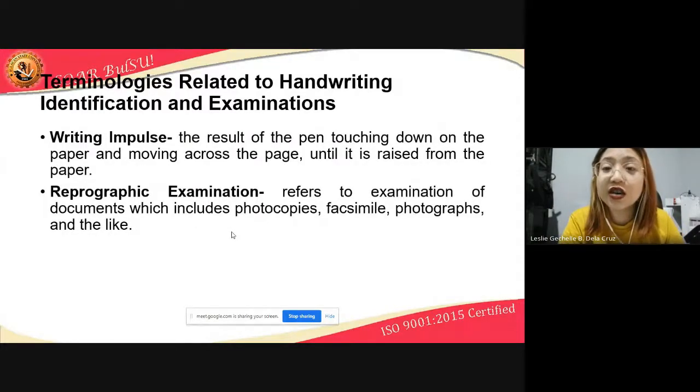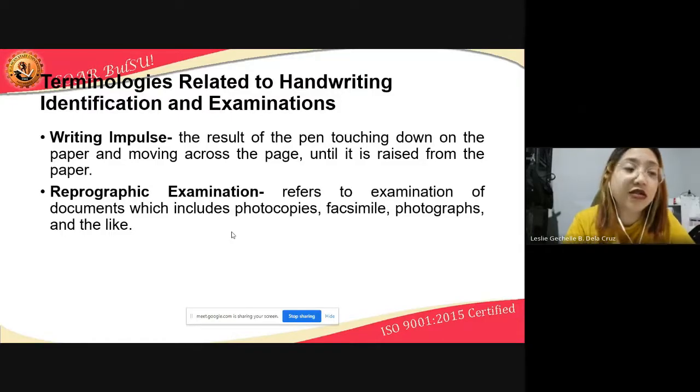Writing impulse, the result of the pen touching down on the paper and moving across the page until it is raised from the paper. So, if you are writing, syempre nakaapak yung ballpen sa papel, di ba? At inangat mo na yung ballpen mo sa pagsusulat, then that is your writing impulse. Okay? The writing impulse, the point where umapak ang ballpen mo hanggang sa point na inangat mo ang ballpen mo, that's your writing impulse. Okay?